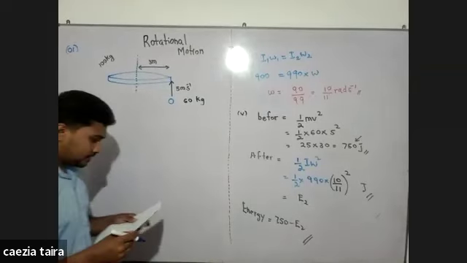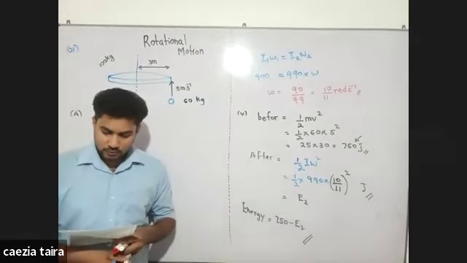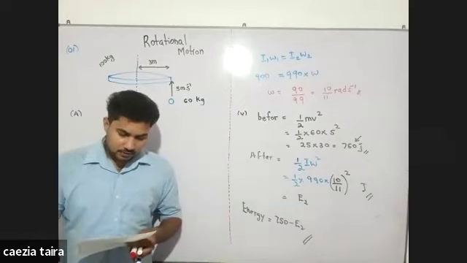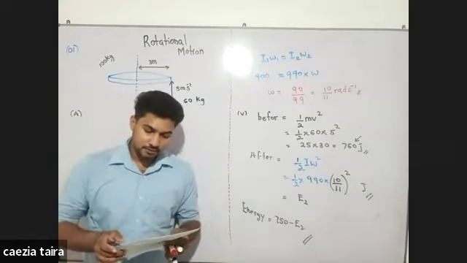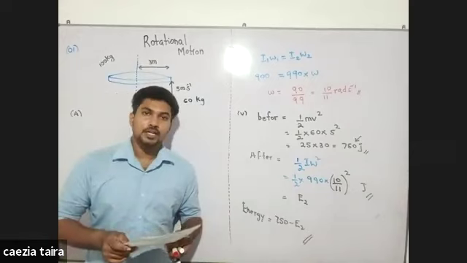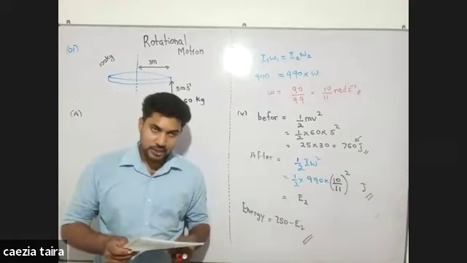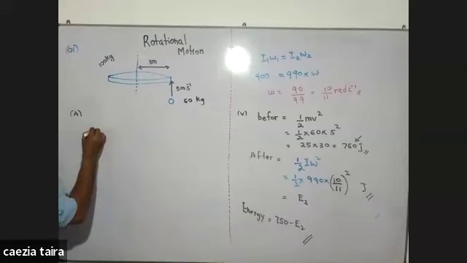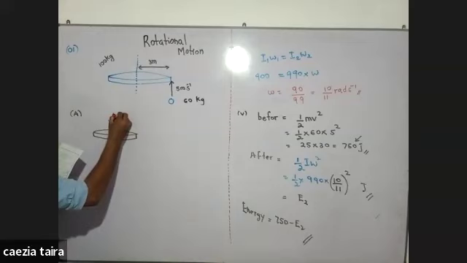A circular platform of mass 80 kilograms rotates with an angular velocity of 2 radians per second. The radius of the platform is 2 meters, and a child of mass 40 kilograms smoothly jumps onto the circumference from the side of the platform without exerting a torque. Explain how the angular velocity of the platform changes. Initially, this platform is rotating around this axis with 2 radians per second.